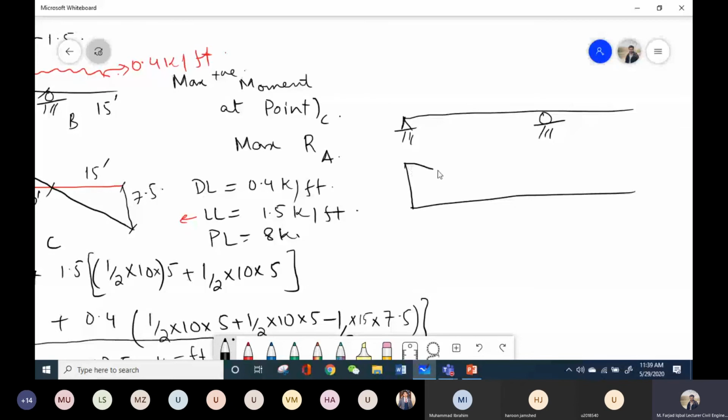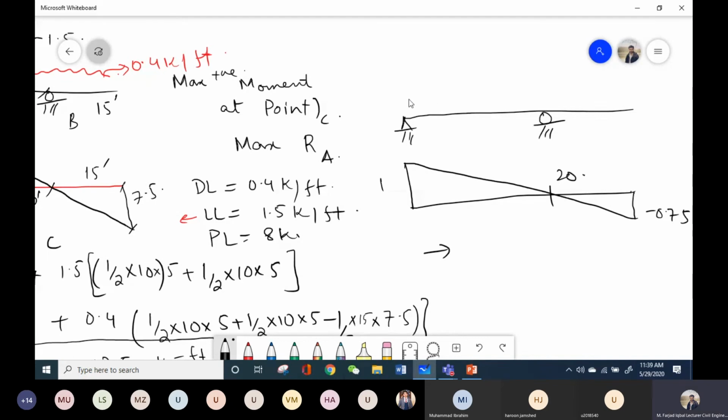You can do it by any method. So the shape is something like this one. The ordinate is 1 over here and minus 0.75 over here. This length is 20 feet. And now again, in this one, I will do the trials. Since I have to get the maximum value, this dead load will again be acting over the entire length. We can't change it.